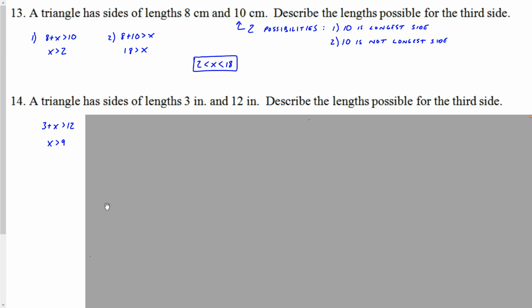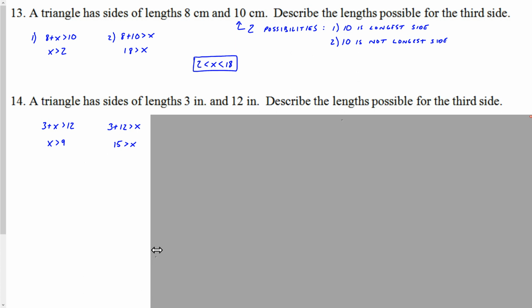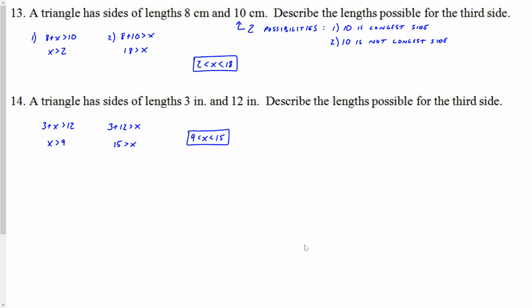Here, if I consider the 12 to be the longest side, one of the other two shorter sides would have to then be greater than 9. If I consider 3 and 12 to be the two shorter sides, that means the longest side would have to be smaller than 15. So combining those two to my compound inequality, we need to have 9 is less than x, which is less than 15 as our answer.